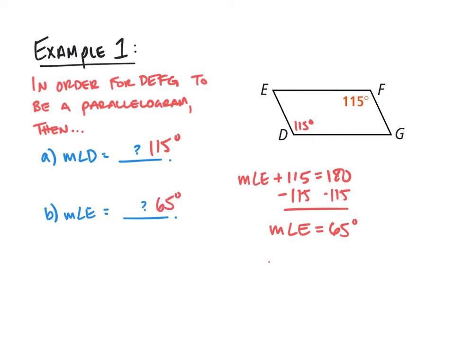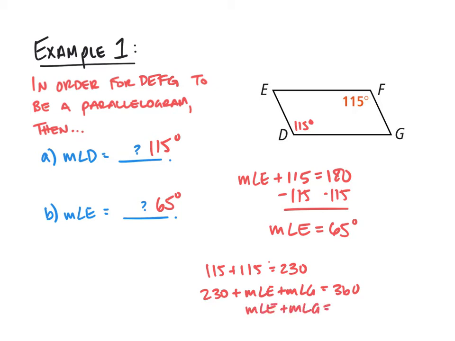Now the other way to do that, just to show you real quick, is I could say that 115 plus 115 would give me 230. Now if I take that 230 and add the measure of angle E and the measure of angle G together, I should get 360. So that tells me that angle E and angle G added together would have to be 130 if I subtract the 230 from the 360. But since these two angles have to be congruent, I can take that 130, split it in half, and each one would be 65. So we could have gotten our answer that way as well.